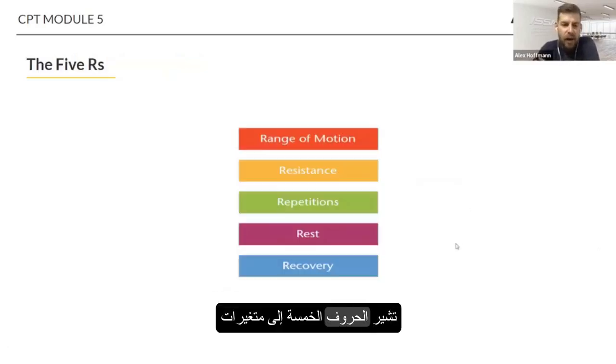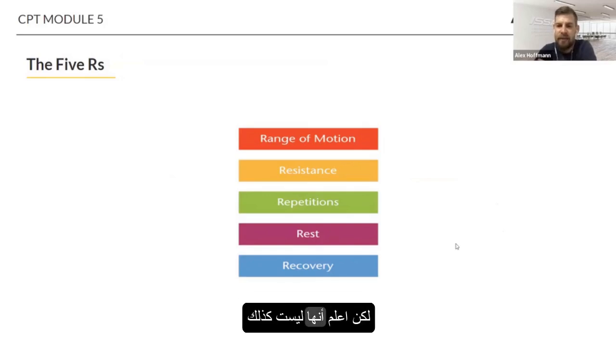The 5 R's refers to acute training variables that can be manipulated to elicit a specific adaptation for a client. The 5 R's, it's a nice reference point, but know that it's not an exhaustive list, right? We just saw the exhaustive list of acute training variables that can be manipulated to elicit specific adaptations. The 5 R's refers to 5 of them.